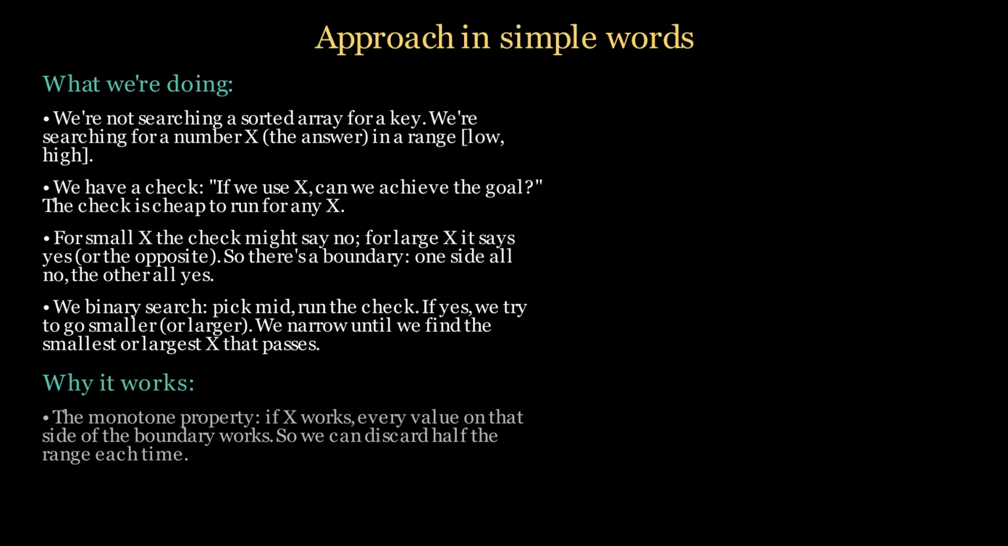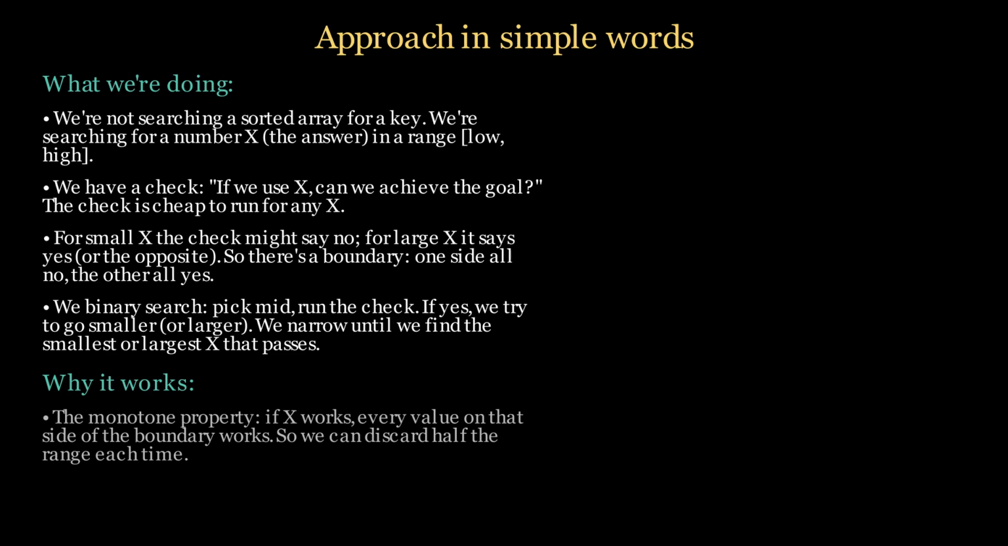What we're doing, we're not searching a sorted array for a key. We're searching for a number x, the answer, in a range from low to high. We have a check. If we use x, can we achieve the goal? The check is cheap to run for any x. For small x the check might say no, for large x it says yes, or the opposite. So there's a boundary, one side all no, the other all yes.